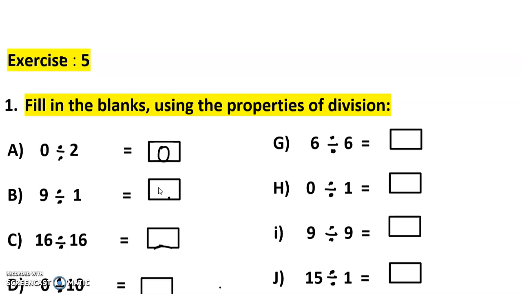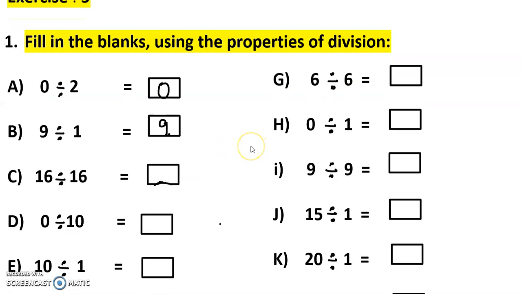Next, 9 divided by 1. In the properties of division, if you divide any number by 1, you will get the same number as the quotient. So 9 is the quotient.